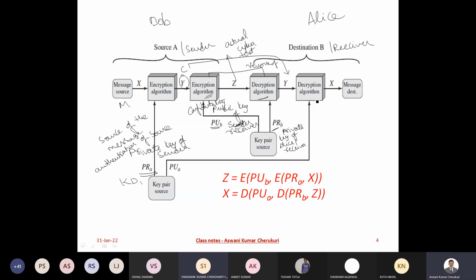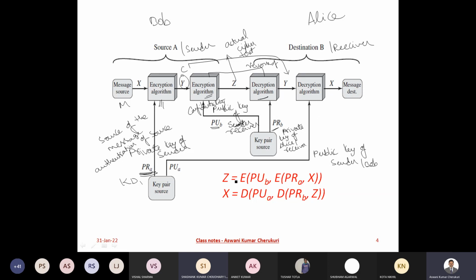For that, again perform decryption, which is the reverse of this particular encryption. This encryption happened with the private key of the sender, so this decryption happens with the public key of the sender, that is Bob. Okay. So this gives you both confidentiality as well as authentication.